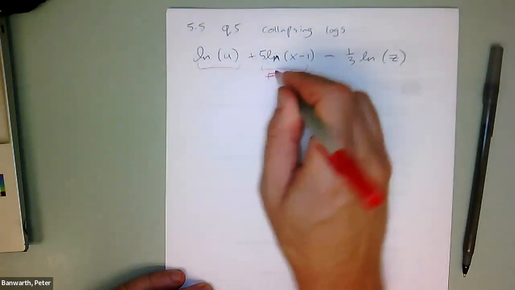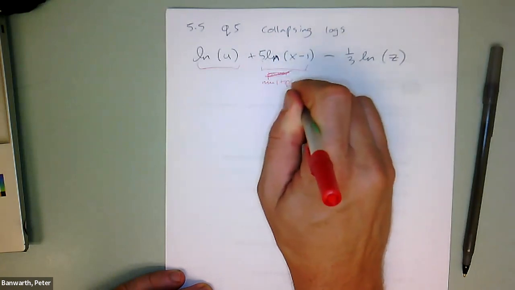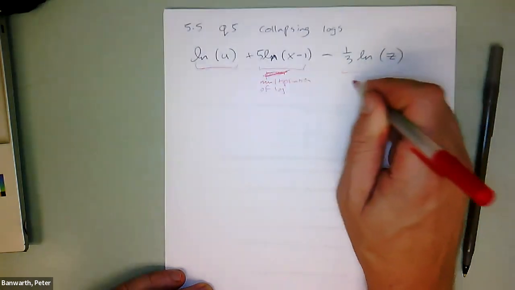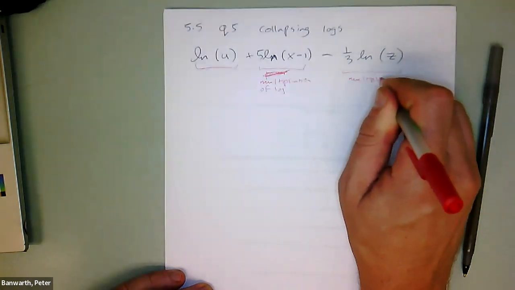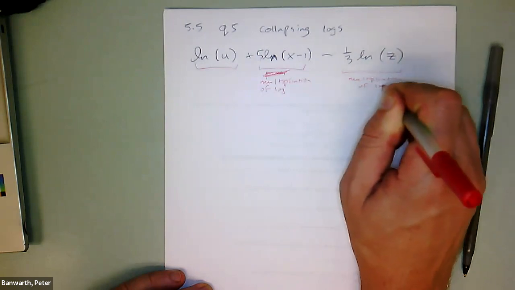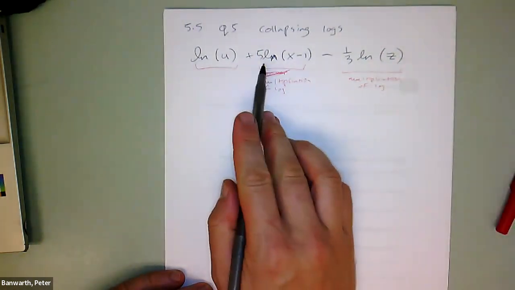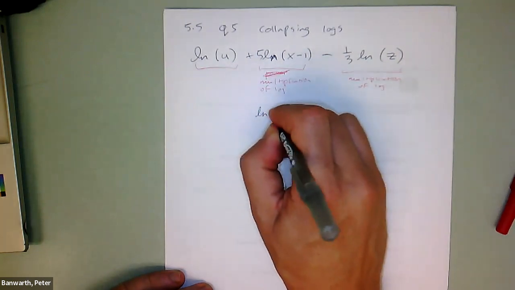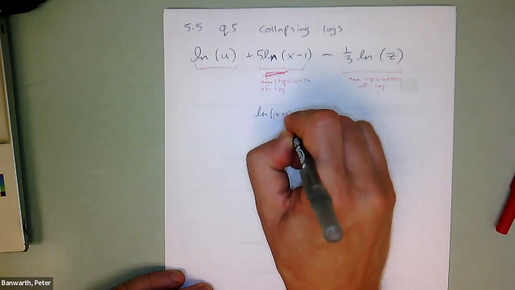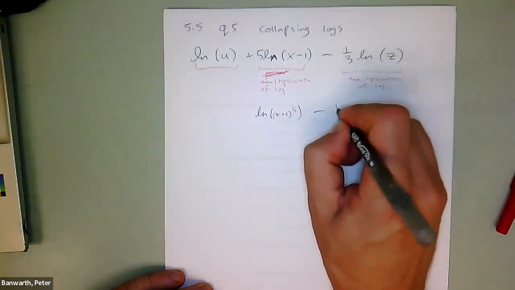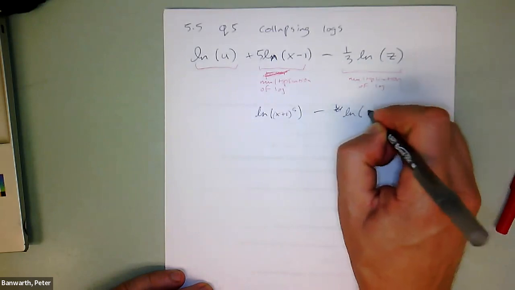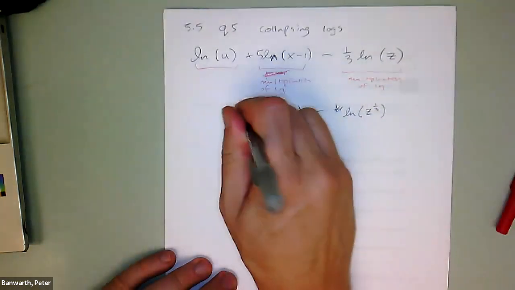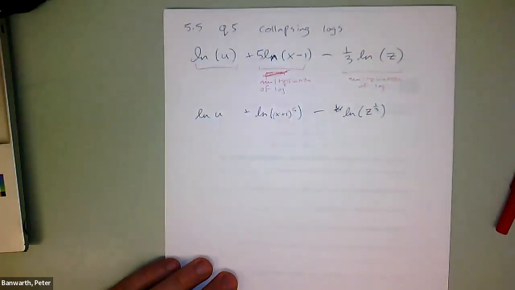I have a multiplication of a log there, and I have a multiplication of a log here. And so if I want to change this to multiplication and collapse it in, that turns into a power. So that's log of x plus 1 to the 5th. And this one is log of z to the 1/3. And I don't do anything with this one yet. I'm being patient with that.